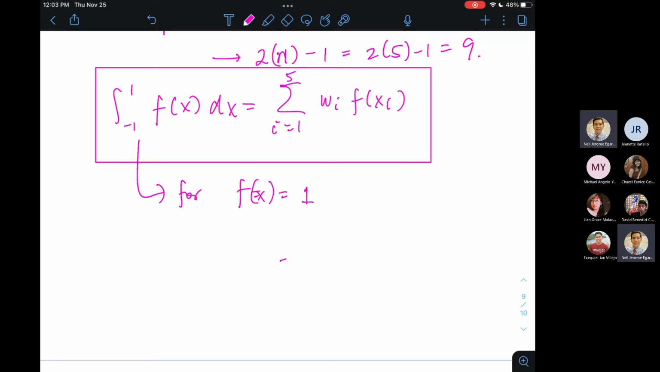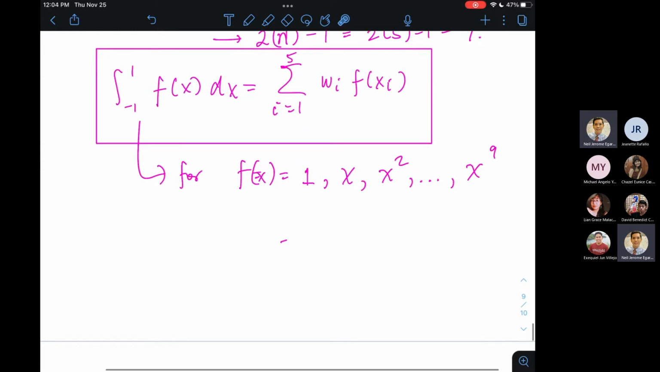Pwede siya, palitan nyo si f ng 1, palitan nyo siya ng x, palitan nyo siya ng x squared, hanggang x to the power 9. Kasi x to the power 9 nga, kasi degree of precision 9. So dapat eksakto yung integral na nakukuha natin para sa lahat ng polynomials of degree 9 or less. Tapos 10 yung integral na i-evaluate nyo. Alright? So, bawat isa sa kanila magbibigay sa inyo ng isang equation.